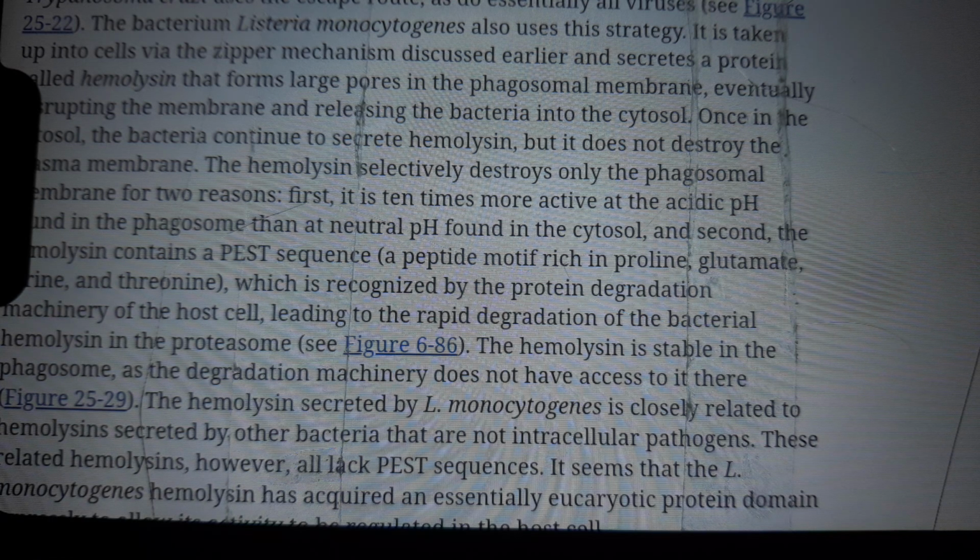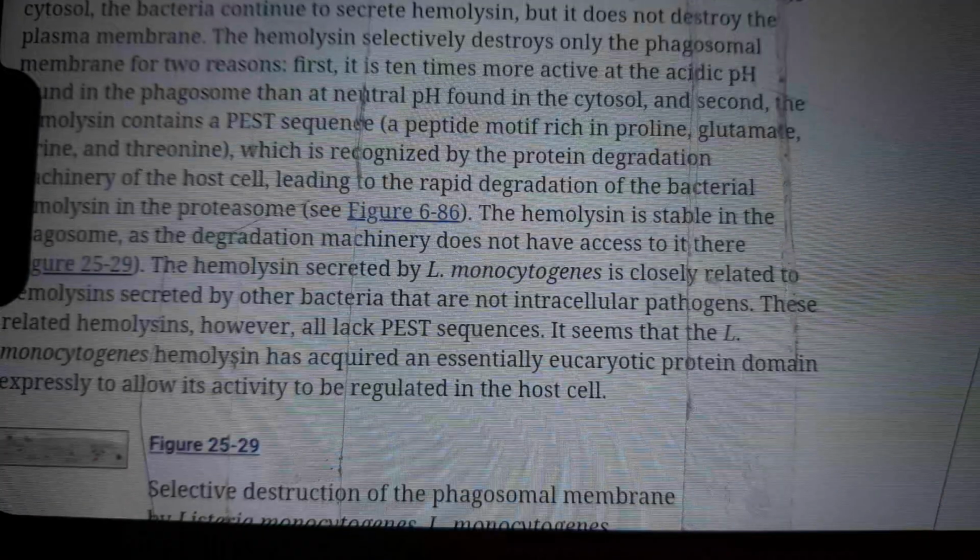It is taken up into cells via the zipper mechanism discussed earlier and secretes a protein called hemolysin that forms large pores in the phagosomal membranes, eventually disrupting the membrane and releasing the bacteria into the cytosol. Once in the cytosol, the bacteria continue to secrete hemolysin, but it does not destroy the plasma membrane. The hemolysin selectively destroys only the phagosomal membrane.